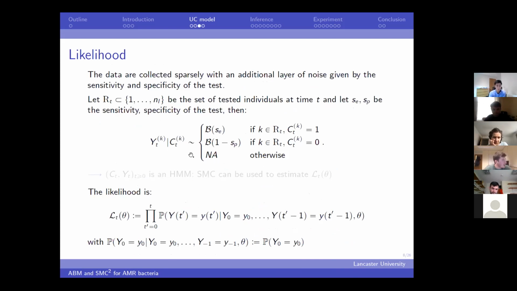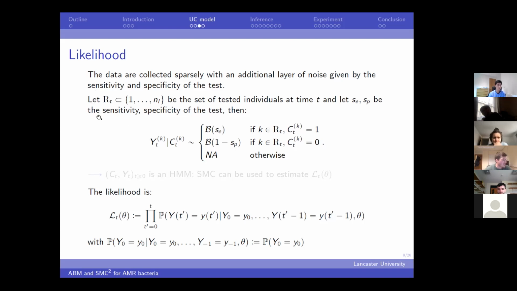Okay, now let's talk about the likelihood, which relates our data with the latent process. As I said, we have data that are collected sparsely, both in time and in space, meaning that they are sparse in time because we have tests every 2 weeks, more or less, and in space because we collect not all the individuals inside the population, but just a very small subset of it.